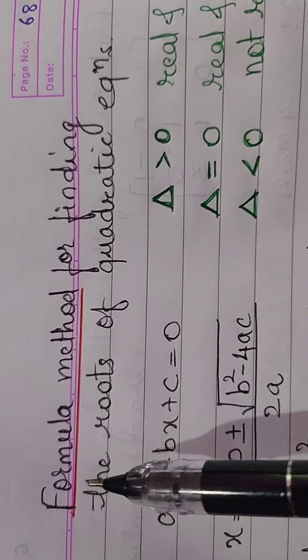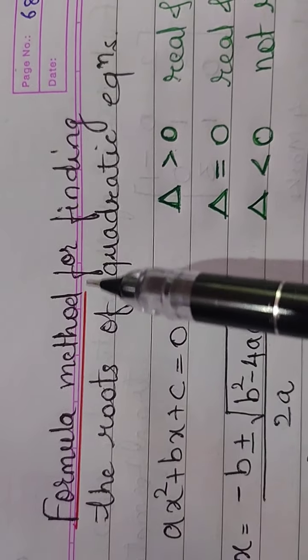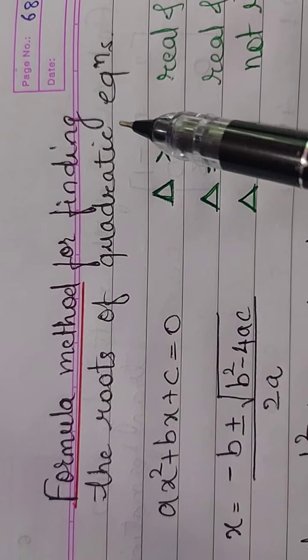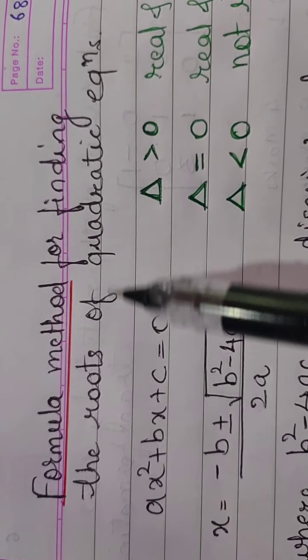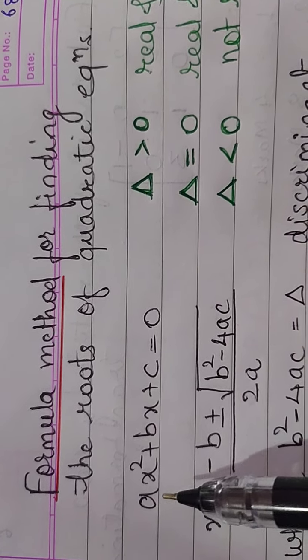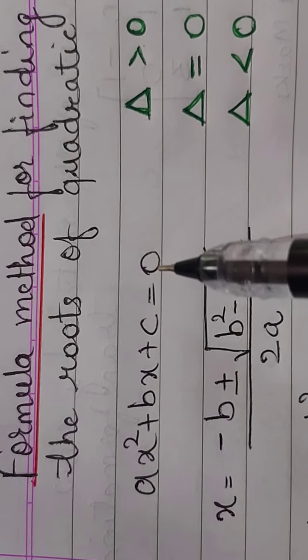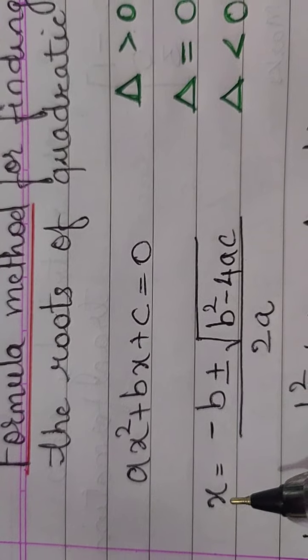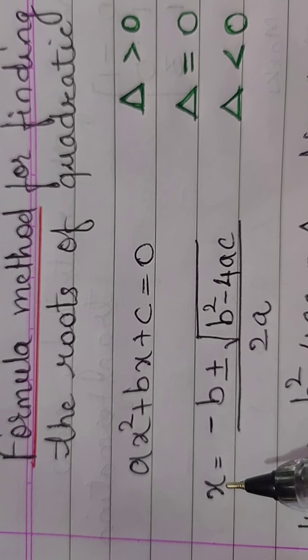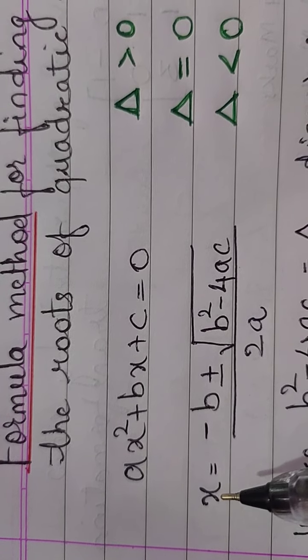Good morning, children. Today I am going to explain the formula method for finding the roots of the quadratic equation. This is the simplest method. Here the general form of the quadratic equation is ax square plus bx plus c is equal to 0. We can find the roots of the quadratic equation by using this formula.